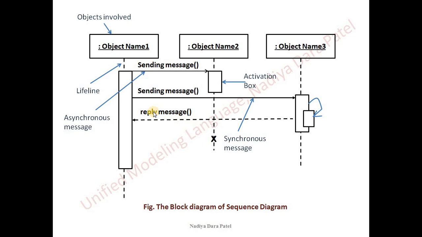The third difference is for reply messages. If you're giving a reply to a received message, this is the sending message and this is the reply message. For a reply message, make use of a dashed line. For sending a synchronous message, make use of a solid line and a filled or closed arrowhead. For an asynchronous message, make use of a regular arrowhead with the open arrowhead. So these are the basic differences.